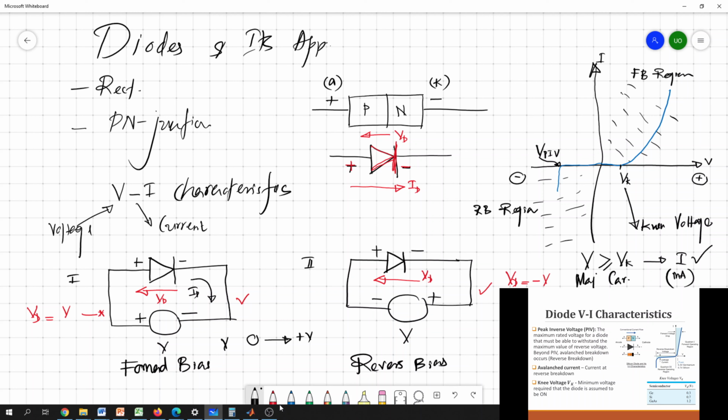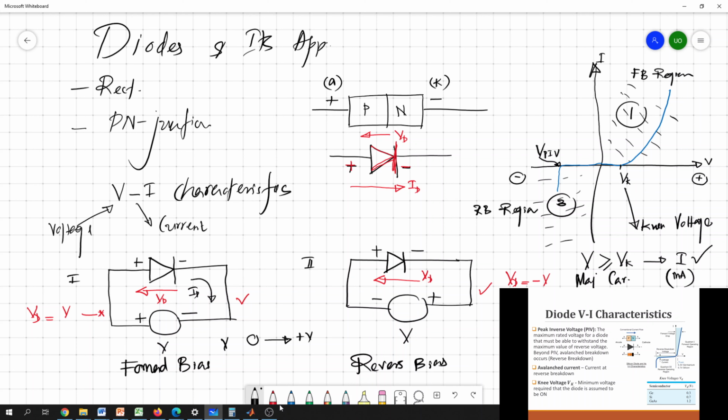So this is the characteristic curve. We identify a couple of pieces of information. One is that this diode is basically operating in the first quadrant and the third quadrant. The first quadrant is identified as the forward bias region of the diode, and the third quadrant is identified as the reverse bias region of the diode.